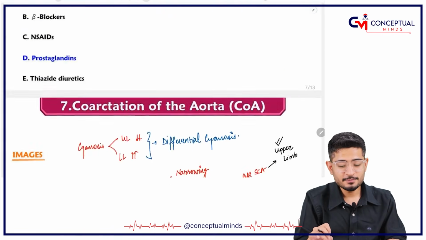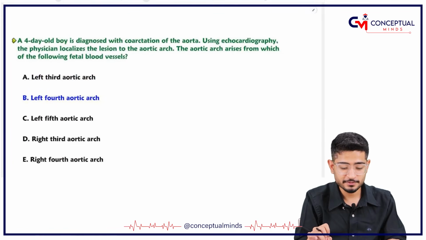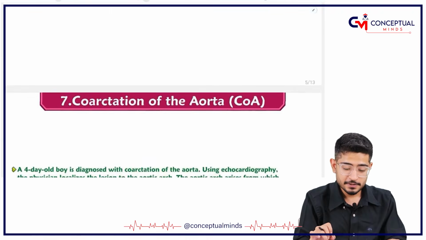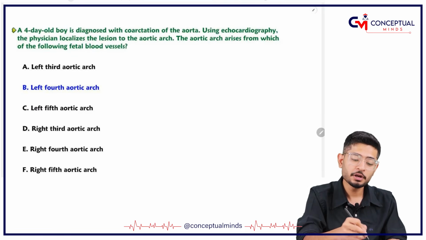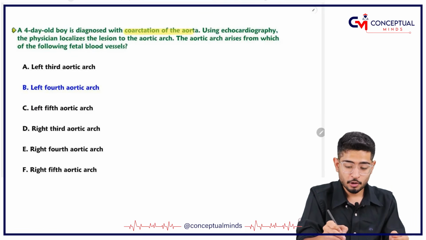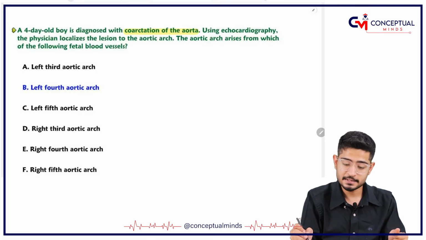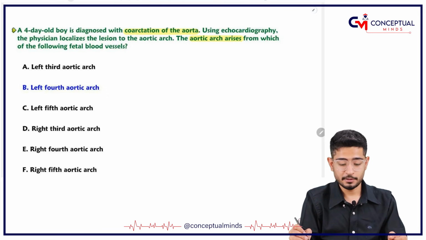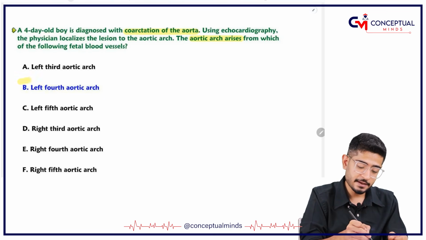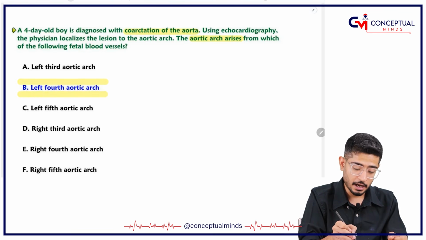Now it's time to do some quick MCQs. The first MCQ: a 4-year-old boy is diagnosed with the coarctation of aorta. Using echocardiography, the physician localizes the lesion to the aortic arch. The aortic arch arises from which of the fetal blood vessels? The answer is the left fourth aortic arch.